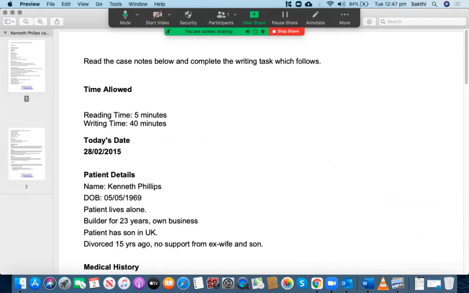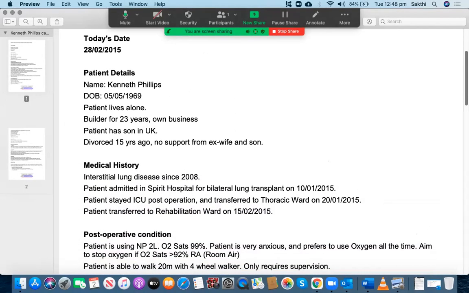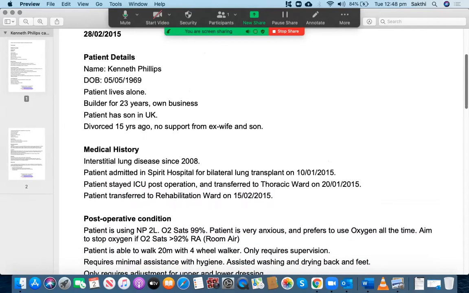Date of birth, that's fine. Lives alone. Yes, builder for 23 years. Own business. Patient has son in UK. Divorced 15 years ago. No support from ex-wife and son. That's all right.